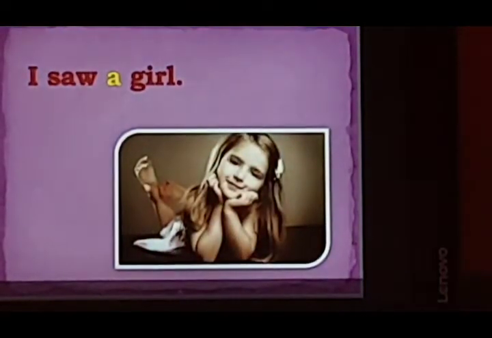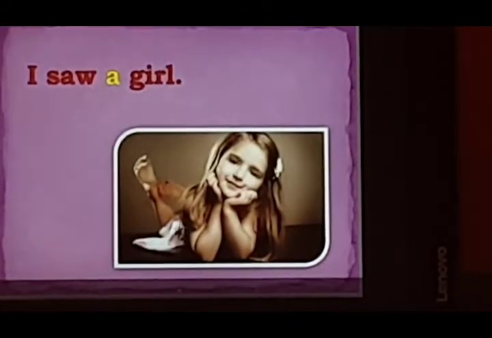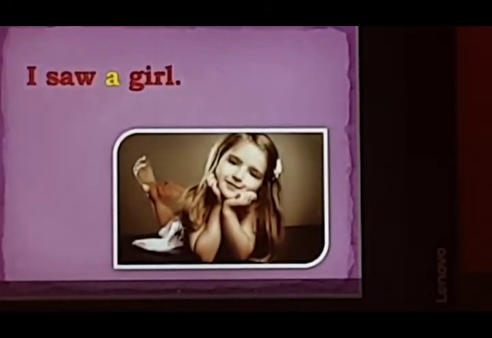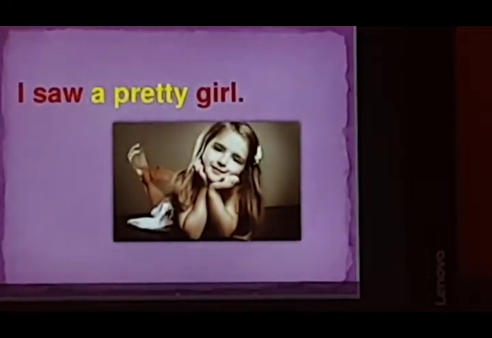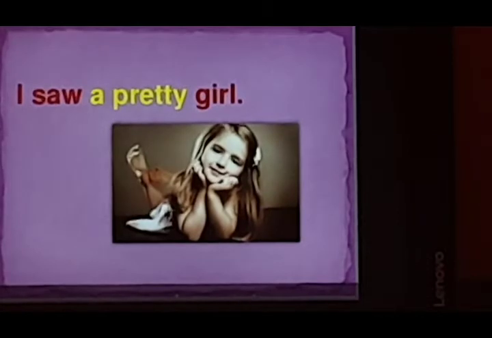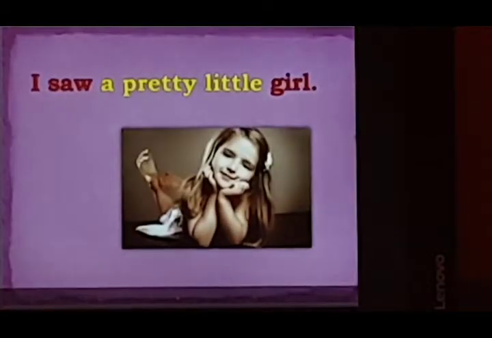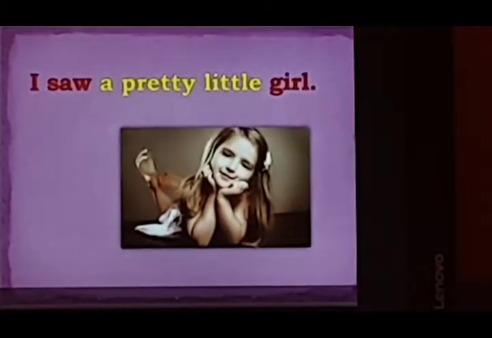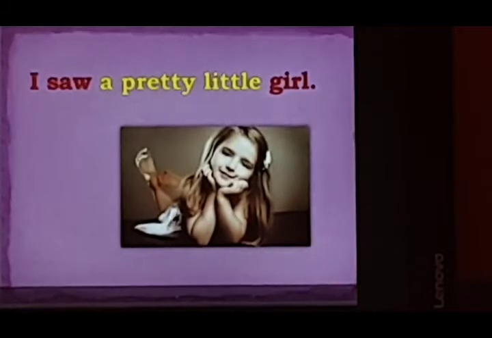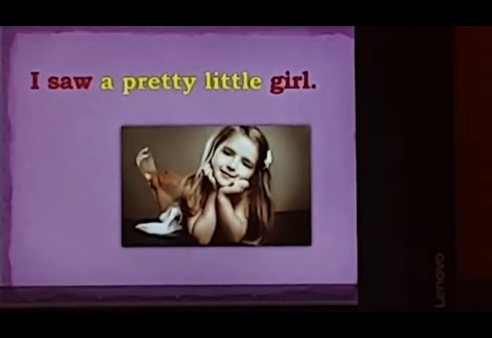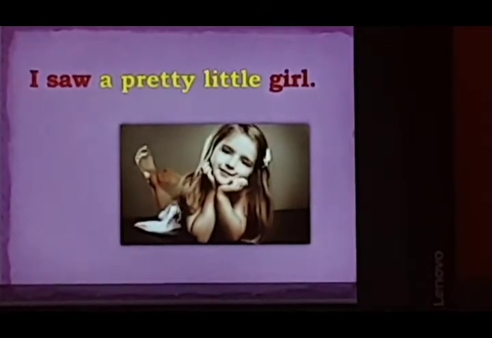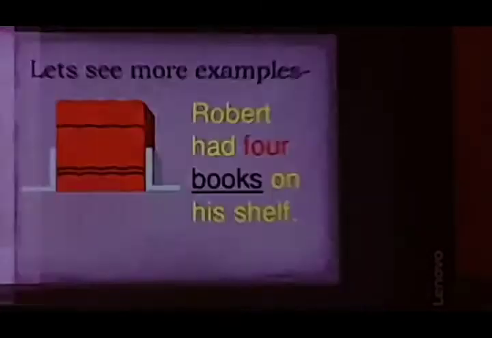So this is the first thing we can use for that picture. I saw a girl in the picture. Okay, what kind of girl did you see? I saw a pretty girl. So this pretty answers the question what kind. That means it is giving our opinion. I saw a pretty little girl. So there are three words which have been used for this girl. Which words? A, pretty and little.